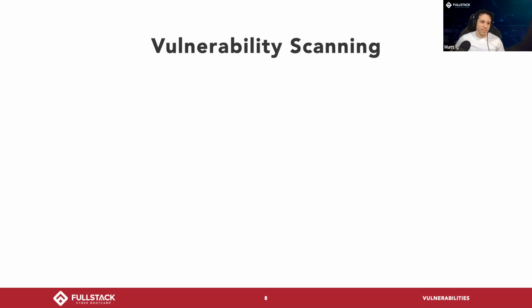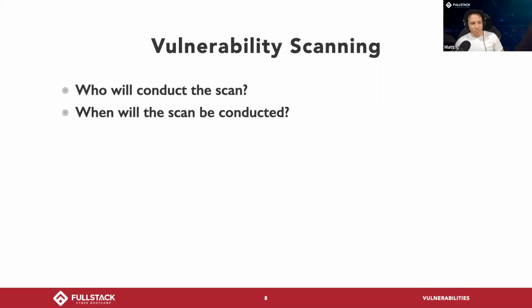So the questions that you have when you're entering vulnerability scanning, firstly, is who's going to be scanning? Well, generally that's going to be you as the cybersecurity analyst, but it might not be. You might have other people on the IT team that do the scanning and then just report into you. When is the scan going to be conducted? Again, timing is absolutely crucial. Can you do the scan during business hours or not? Does the system need to be taken down to be scanned? These are questions that you need to answer.